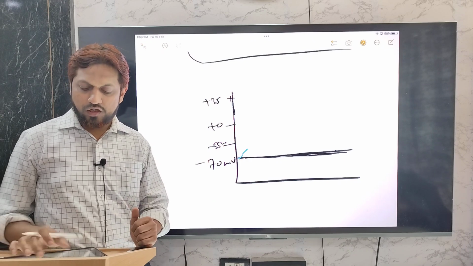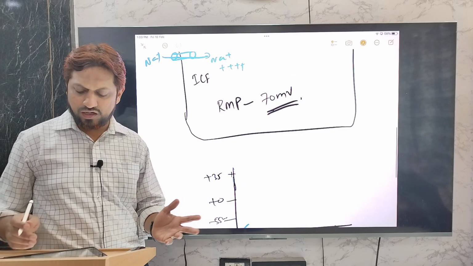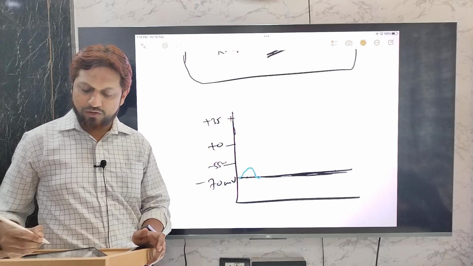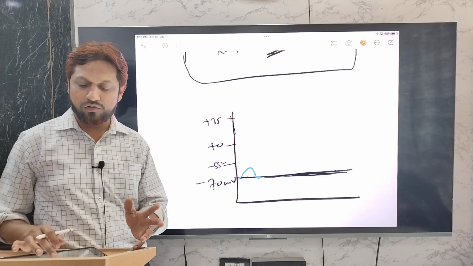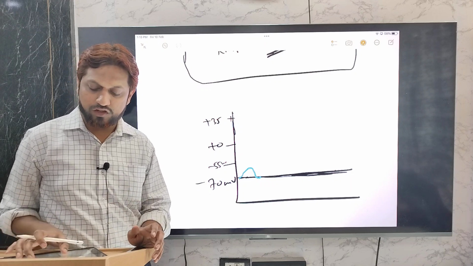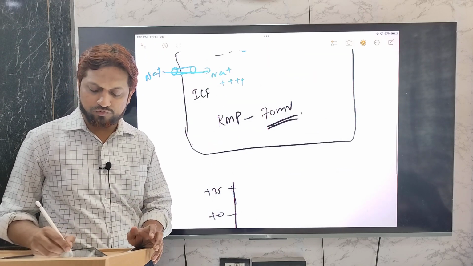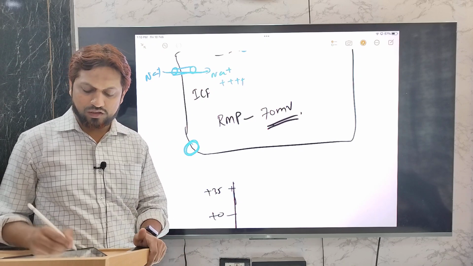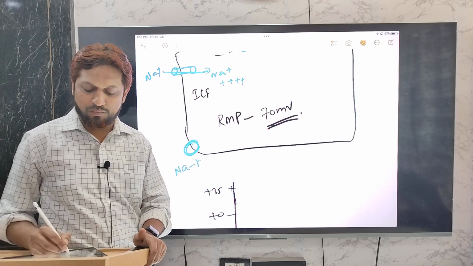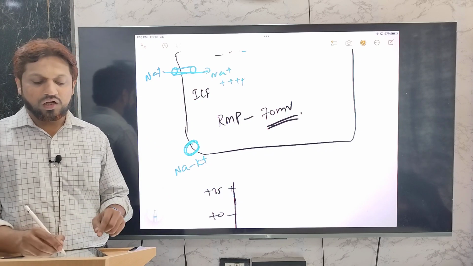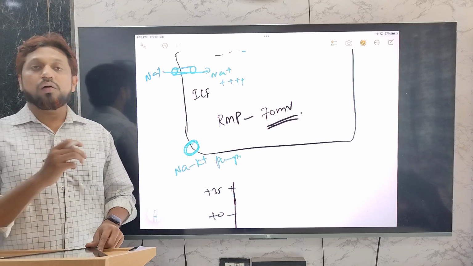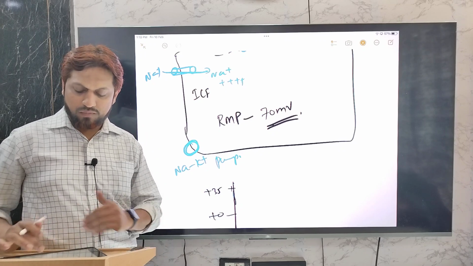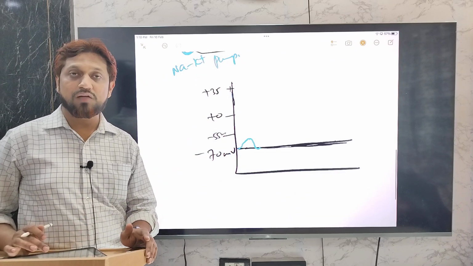Now if the strength of the stimulus is very less, then the potential will again come back to normal. Why will it come back to normal? Because of the presence of a very important structure, one of the structures which maintains the RMP, though it is not the main reason, known as the sodium potassium pump. We have discussed it in detail in the previous video on the resting membrane potential. So the sodium potassium pump brings the membrane potential back to minus 70 millivolt.